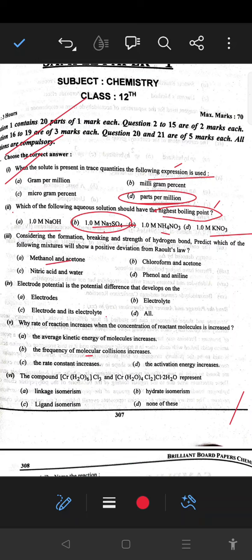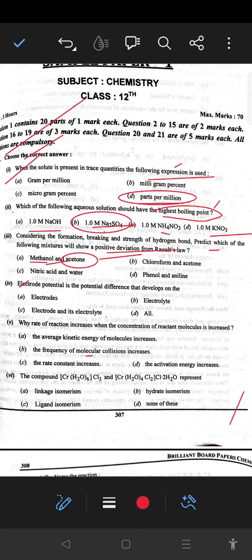Next, consider the formation, breaking and strength of hydrogen bond. Predict which of the following mixtures will show positive deviation from Raoult's law. In case of methanol, that is hydrogen bonding. When acetone starts mixing, it will disrupt the hydrogen bonding of methanol molecules, decrease the interaction, and show the positive deviation from Raoult's law.